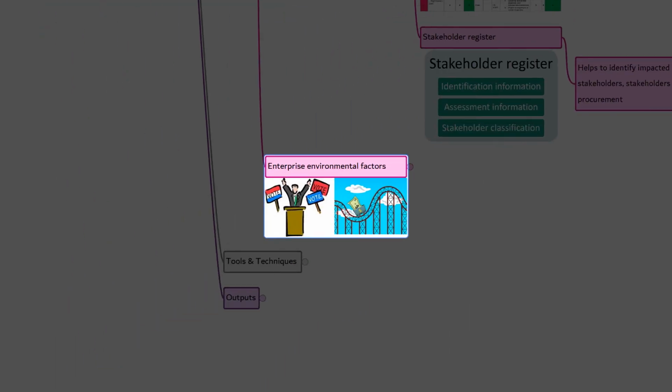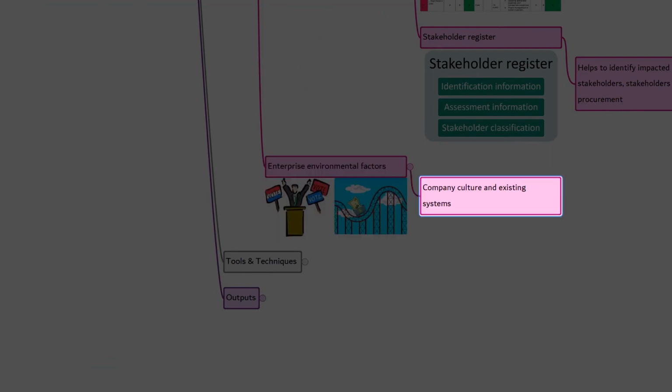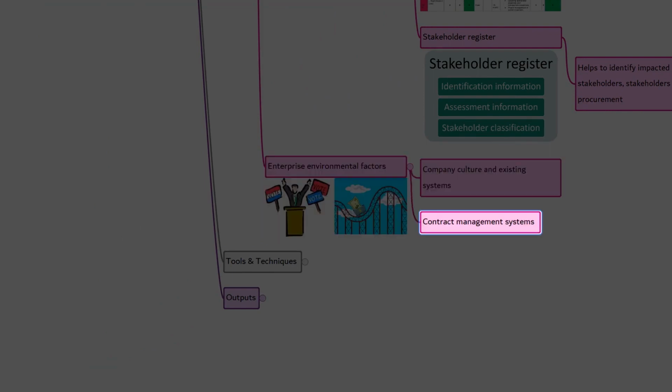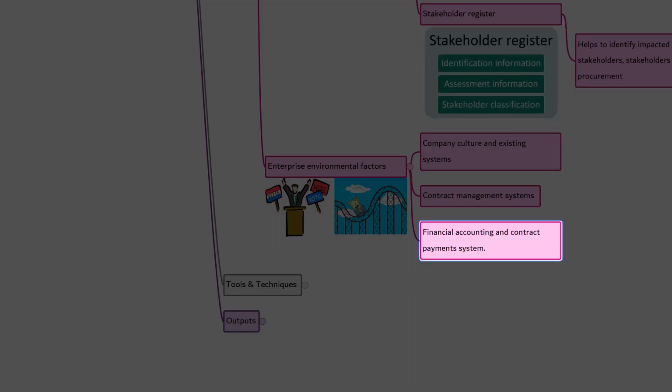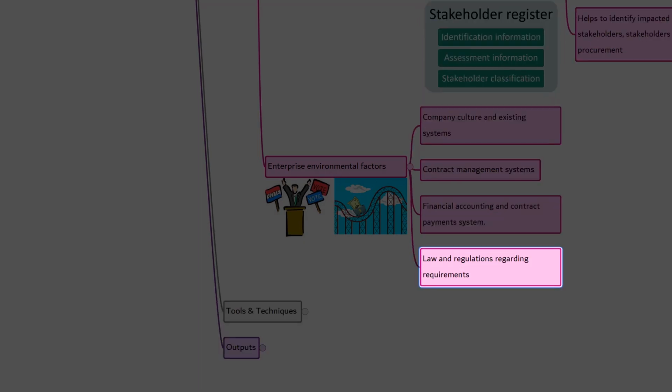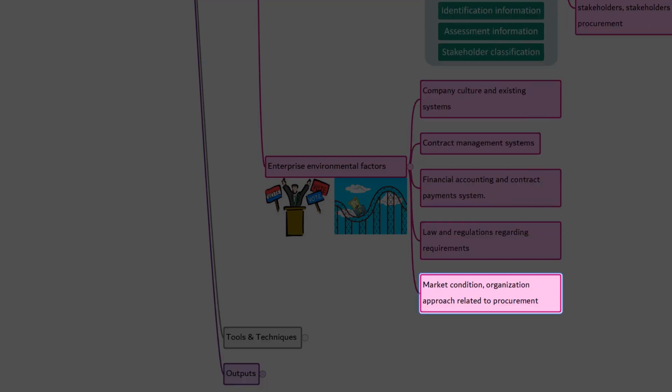The sixth input is enterprise environmental factors: company culture and existing systems, contract management systems, including procedure for contract change control, financial accounting and contract payment systems, and laws and regulations regarding procurements. In case of international procurement, international laws and regulations can be applicable. For procurement, they include marketplace conditions, the services that are available to be purchased, and the existing culture and structure surrounding the organization's approach to procurement.